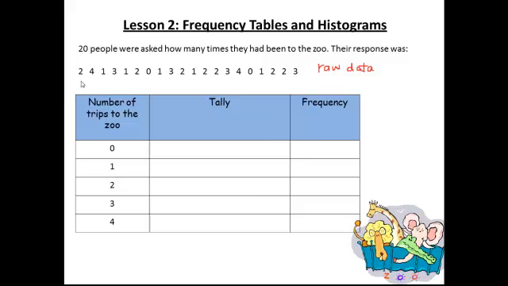So this first number here means the first person who responded said that they had been to the zoo twice. So we would put a mark down here under 2, and I'm just going to cross these off as I go along so I can keep track. The next person went 4 times, so I would put a tally beside 4, 1 time, 3 times, another 1, and you probably get the idea. So we'll just speed the video up from here.